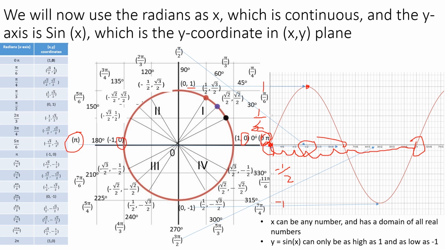If I go to 3 pi over 2, which is right here, and right here, my y-coordinate, which is my sine, is negative 1. And then it starts all over here. And I can look at every coordinate on here. And when I go around the circle here, I create this graph. And it starts all over because we're starting with the circle all over again.